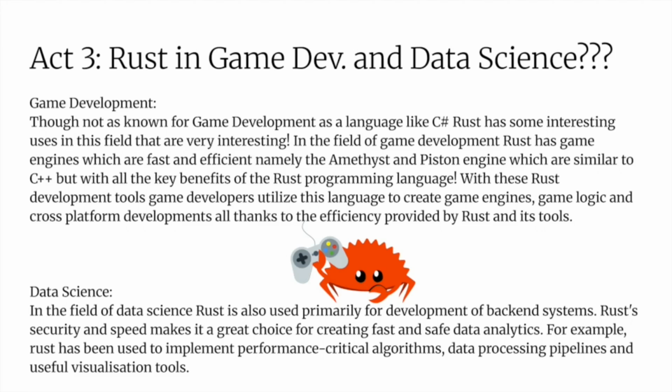In game development, Rust has some engines that are very similar to C++, making the switch not too bad. There's a lot of documentation for Rust game development. And also data science. Rust is very fast, very efficient, and very good at performing critically fast and safe data analytics.